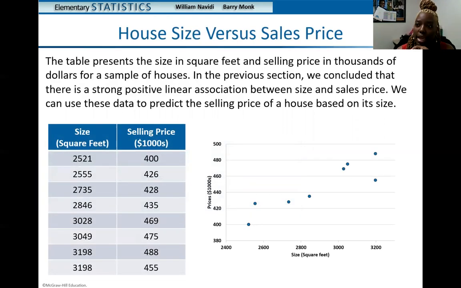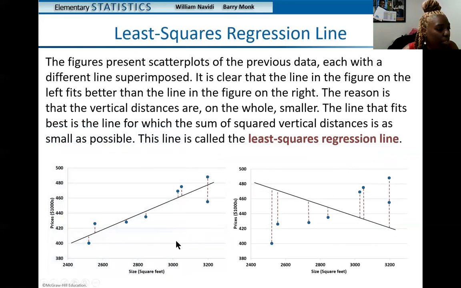Now remember, in 4.1 we talked about house size versus the sales price, and they came up with this scatter plot here. We used eggs and milk, which we'll use again, and they came up with this scatter plot here. So we see that it's a linear relationship. We can draw a line, approximately right here, to indicate a positive linear relationship. We concluded that it was a strong positive linear relationship. So here is that line I was telling you about between those prices.